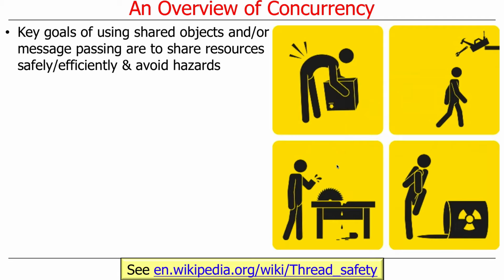Irrespective of whether you're doing interactions with shared objects or message passing, some of the key goals are to be able to share resources safely and efficiently. Safely meaning not corrupting stuff. Efficiently meaning not taking too much time, too much overhead, and to avoid various kinds of concurrency hazards, which we'll talk about briefly. You can take a look at this link to find more examples of things that will cause trouble.